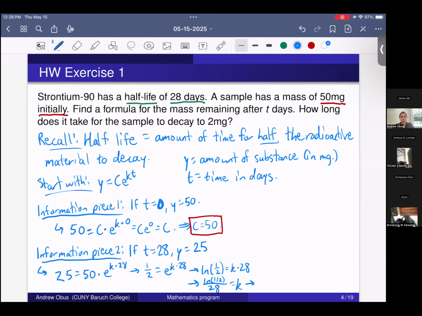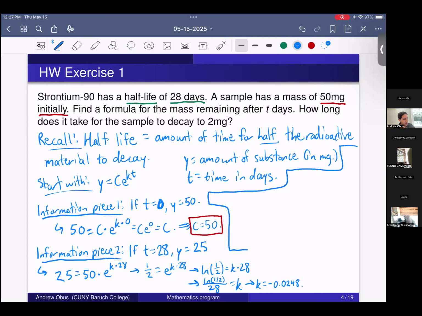And now I can use a calculator to figure out what that is. So if I look at ln of 1/2 divided by 28, that looks like k should be negative 0.0248. Okay, and that's how we round it well enough. So k is negative 0.0248. So now we have all of the information. So now let's actually answer the question.